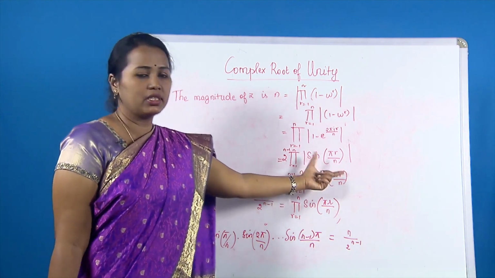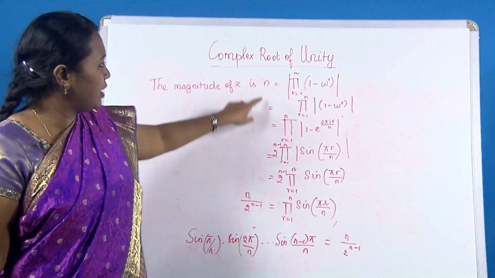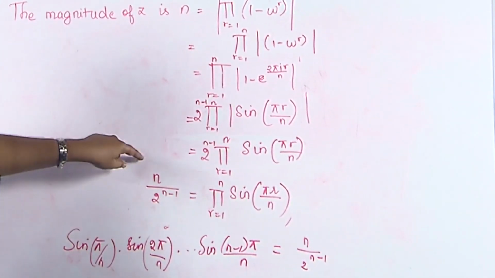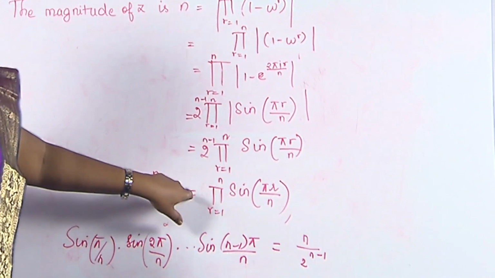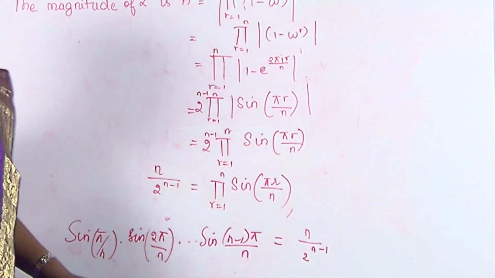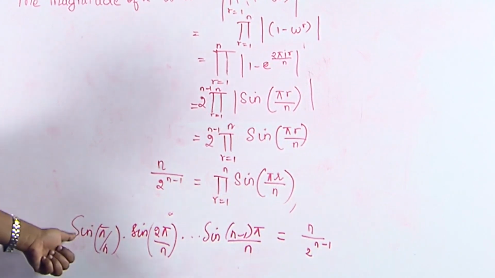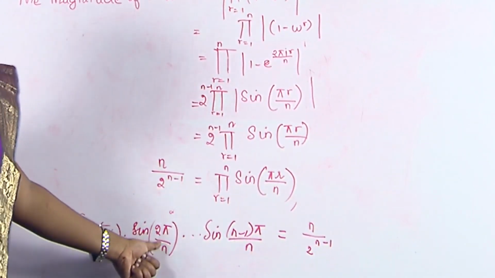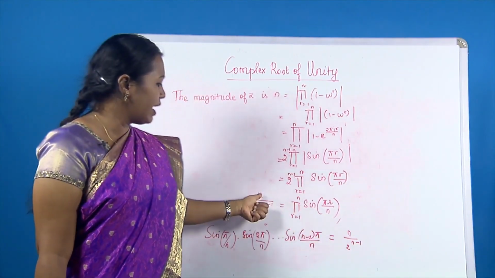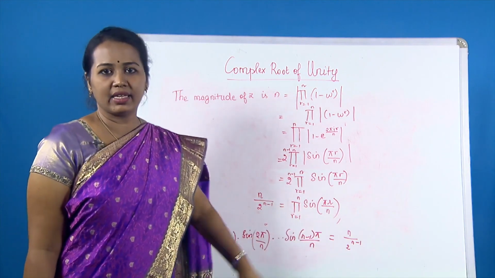So the modulus function is no longer necessary, it becomes obsolete, and here we are left with an n. So this 2 power n minus 1 can be taken to the left hand side. N by 2 power n minus 1 is equal to the product for r equal to 1 to n of sin pi r by n. Now let us apply r equal to 1, 2, and so on, and so we are left with sin pi by n times sin 2 pi by n, and so on up to sin n minus 1 pi by n, is equal to n by 2 power n minus 1. This result will be used in the next problem.